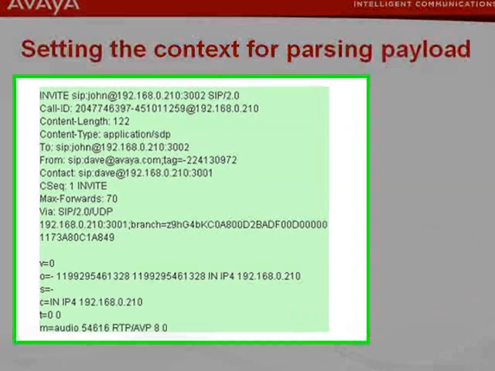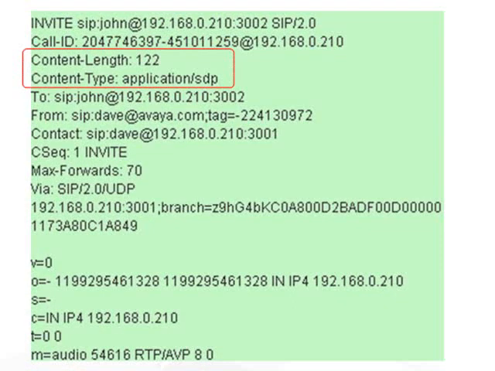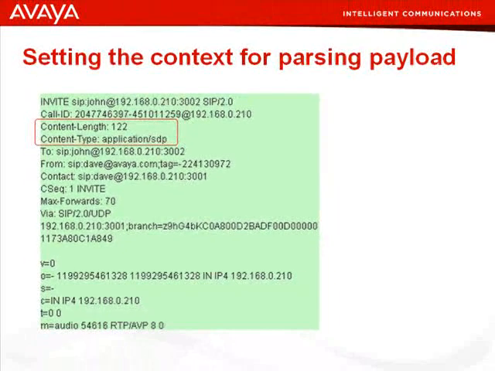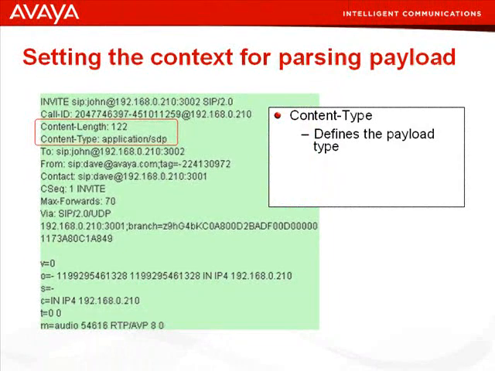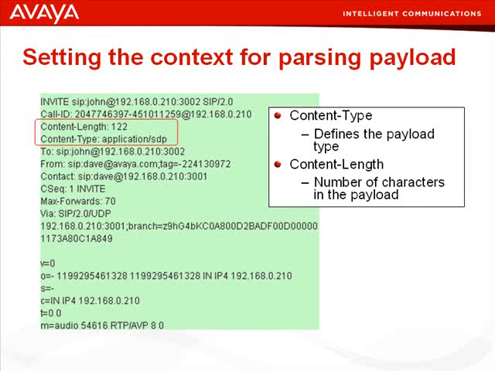Hopefully you'll have concluded that a user agent uses the content length and the content type headers to show the user agent on the other side how to read or parse the payload in the correct context. Remember, the content type header lets the other user agent know what parser to use to read the payload, and the content length tells the other user agent how many characters to read, making sure it reads just the right amount, no more, no less.